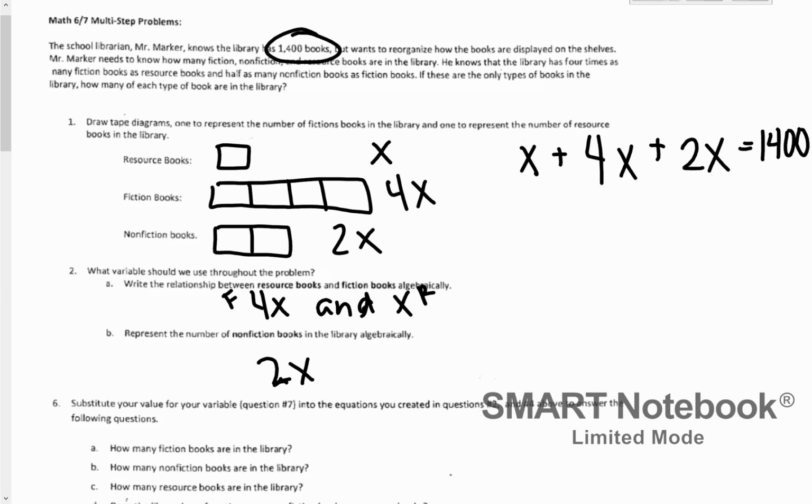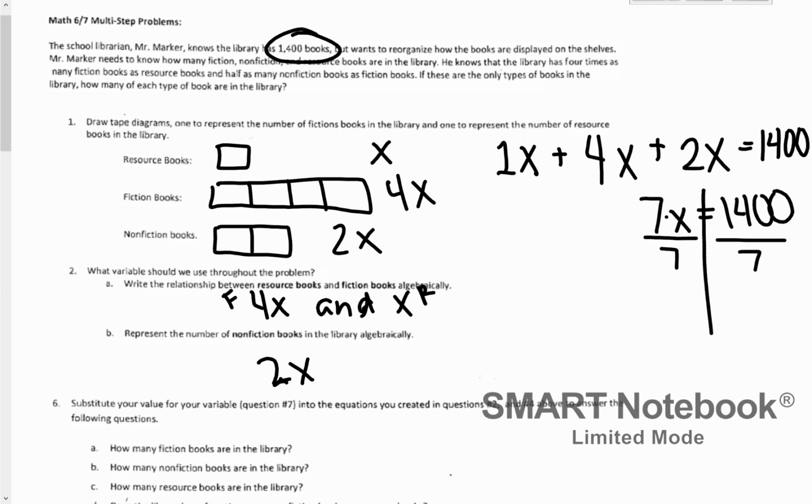First step of solving this is going to be to combine like terms. Remember, an x is a 1x, so we have 1x plus 4x. That would give us 5x, plus 2x would give us 7x, equals 1,400. We want to get that x by itself, so to undo 7 times x, we divide by 7 on both sides of that equal sign.